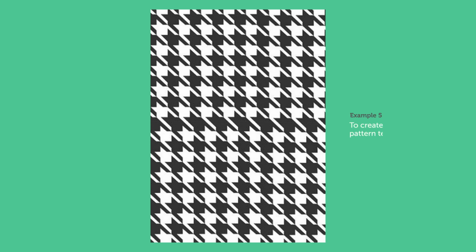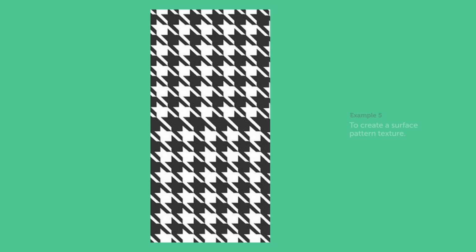So in this last example, unlike the randomness of the image texture, here we have what looks like a regular repeating sequence of shape. This is similar to the image texture in that nothing particular stands out. Here, shape is being used to create a surface pattern texture.